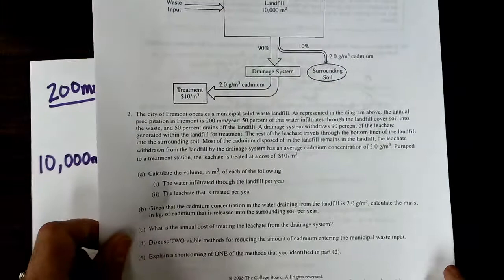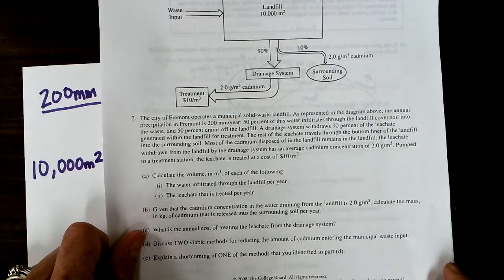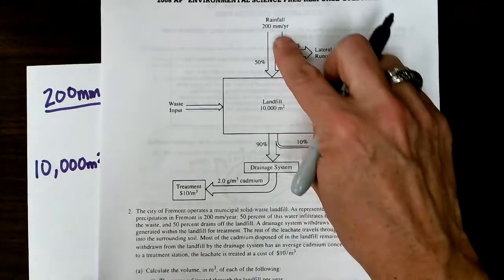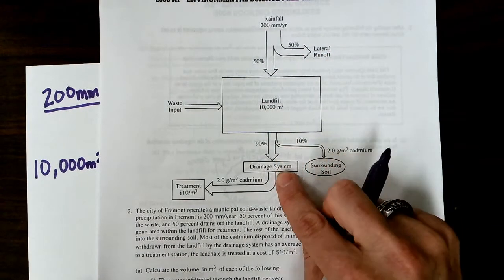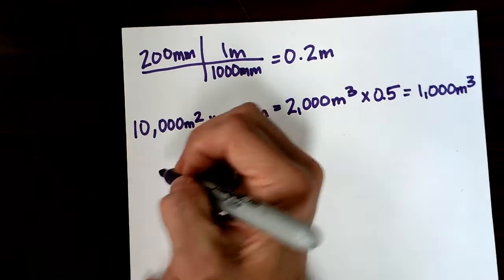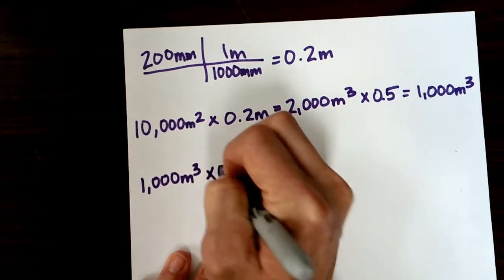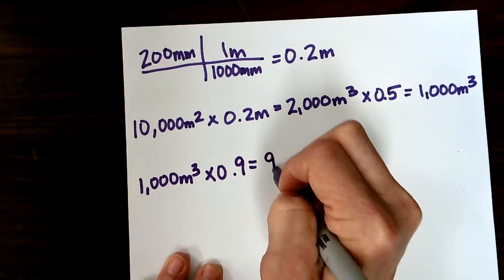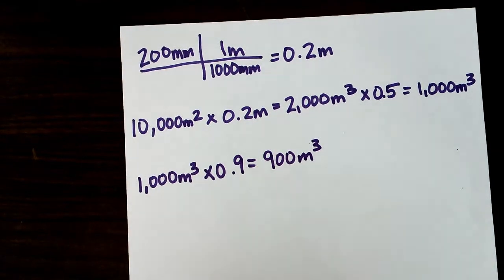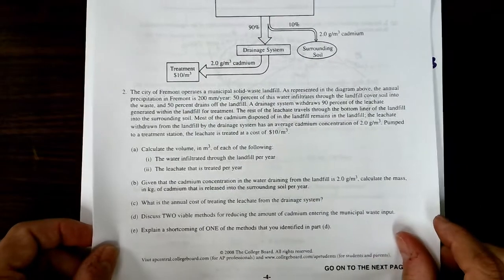Alright, A-II reads: calculate the volume in cubic meters of the leachate that is treated per year. So looking at this diagram again, the leachate, 90% of it makes it to the drainage system and is treated. So I'm going to take that 1,000 cubic meters, multiply it by 0.9 for 90%, and I'm going to get 900 cubic meters of that water is treated as leachate. Alright, let's take a look at B.